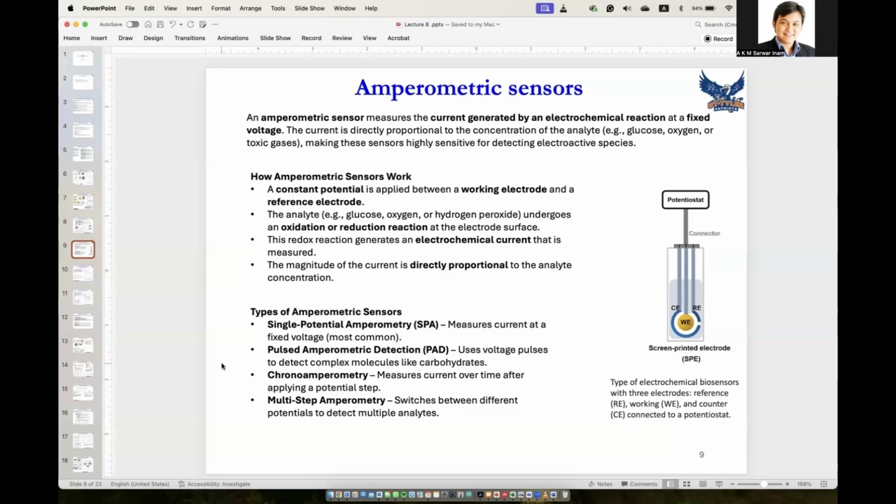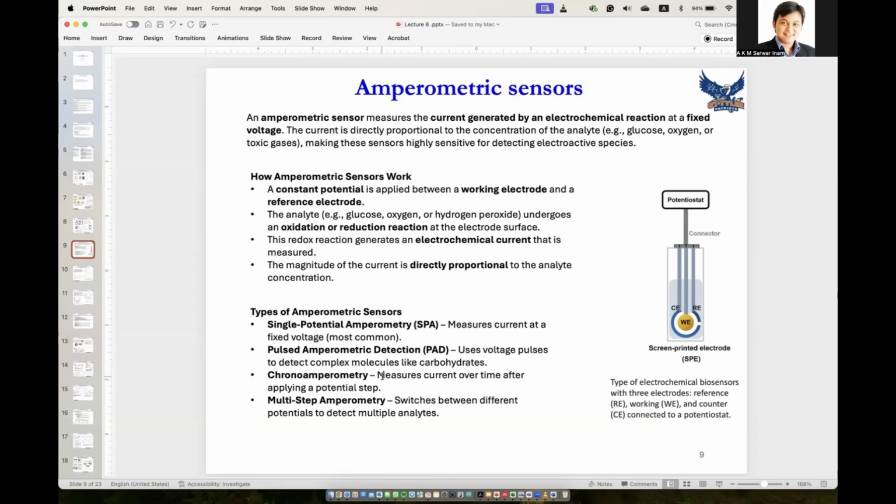So there are different kinds of amperometric sensors. It can be single potential amperometry, chronoamperometry, or pulsed amperometric detection. Single potential amperometry measures the current at a fixed voltage, the most common one. There is also pulsed amperometric detection, which uses voltage pulses to detect complex molecules like carbohydrates. And chronoamperometry, we also use it sometimes.